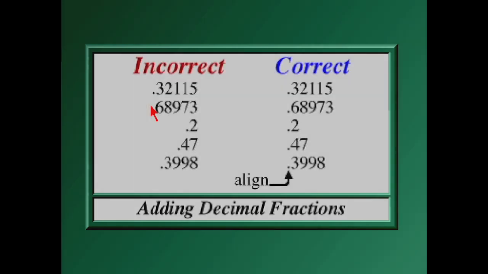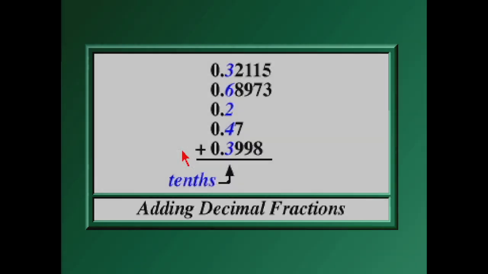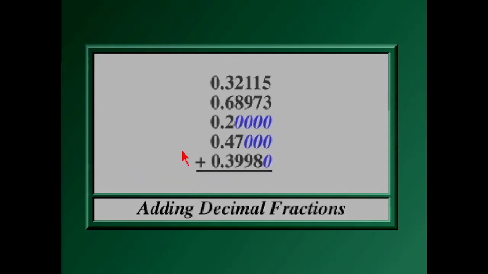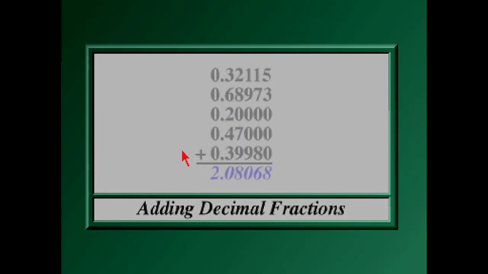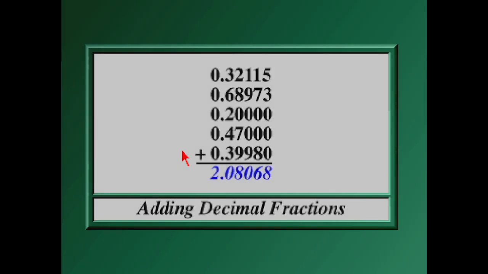To successfully add decimal fractions, place the numbers in columns with the decimal points aligned to the left and in a column. Keep the tenths under tenths, the hundredths under hundredths, etc. To avoid errors, fill in the columns with zeros as placeholders as shown on your screen. Now, add the columns as you normally would, beginning at the column on the far right.